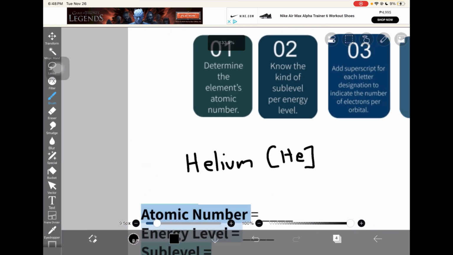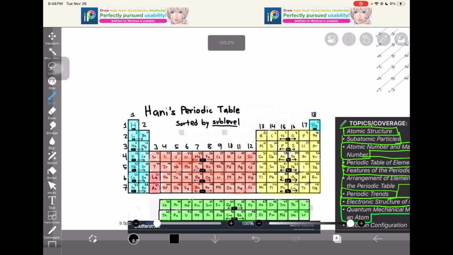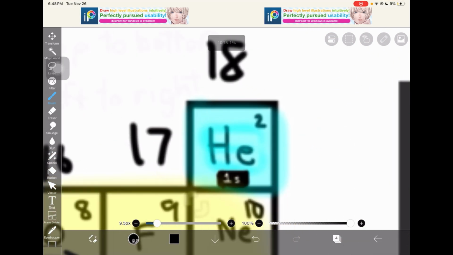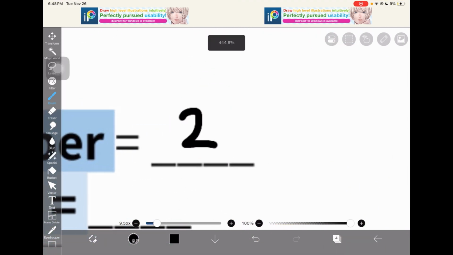Let's determine what atomic number is helium. So He. We want to find He over here, and we find it to be on this side right here. It's a bit blurry, but that is number 2. So we know the atomic number is 2.